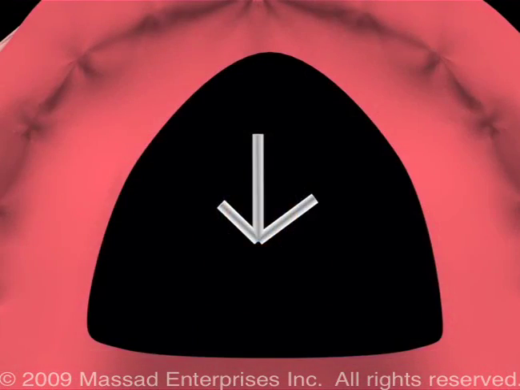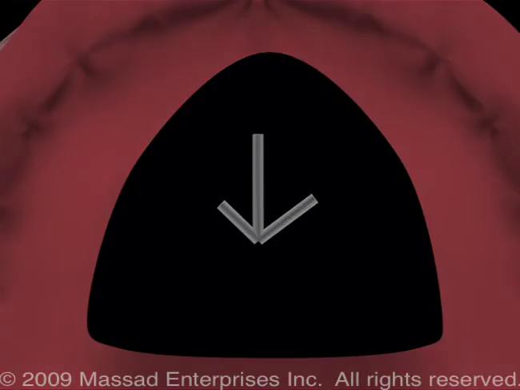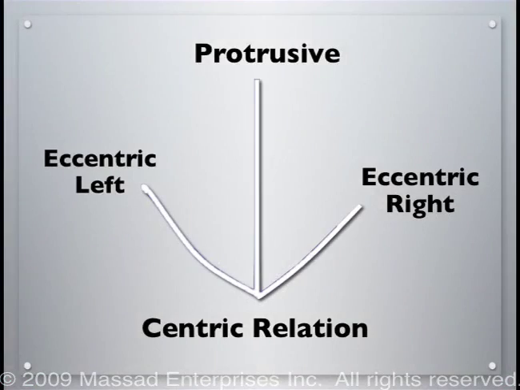As you see here, the mark of an arrow which will signify both protrusive, centric relation, and eccentric left and right movements. At the apex of the arrow is the centric relation position. Once again, the arrow depicts protrusive, centric relation, and eccentric left and right.